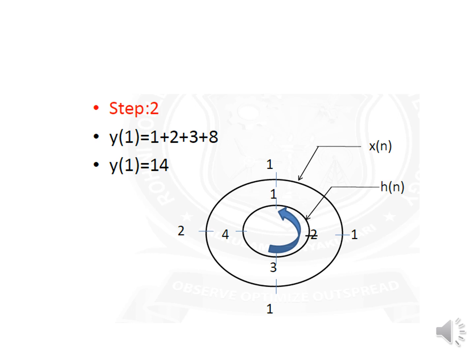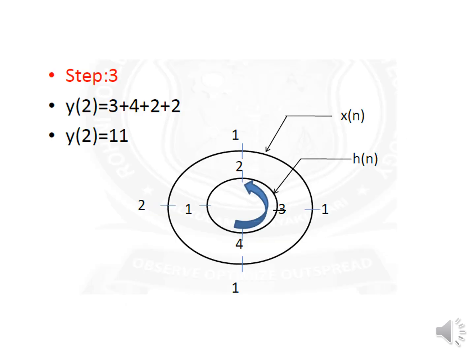In the second step, the outer circle is kept as such, and the inner circle is rotated once in the anti-clockwise direction. Same as the previous one, we again multiply the values in the corresponding positions and finally add them, and that gives y of 1. In the next step, the outer circle is again kept as such and the inner circle is moved once in the anti-clockwise direction, and finally adding, we get y of 2 equal to 11.